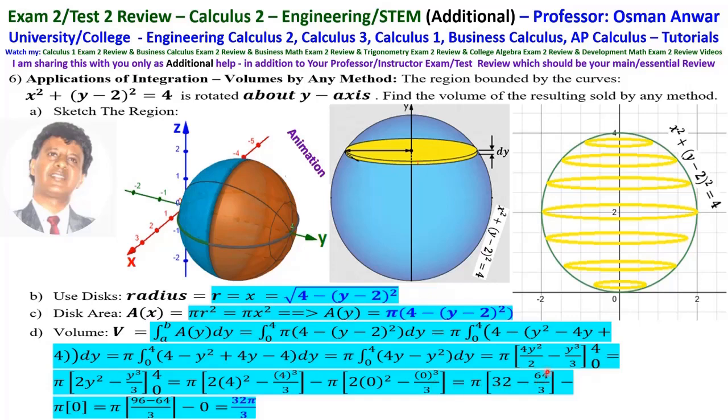Which is equal to pi times (32 minus 64 over 3) minus pi times 0, which is pi times (96 minus 64) over 3 minus 0, which is 32 pi over 3. And that is the volume of this sphere.